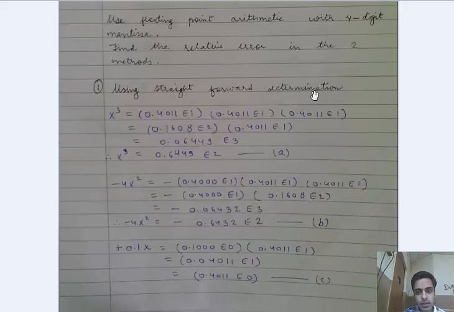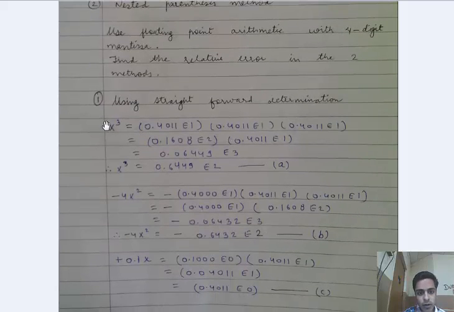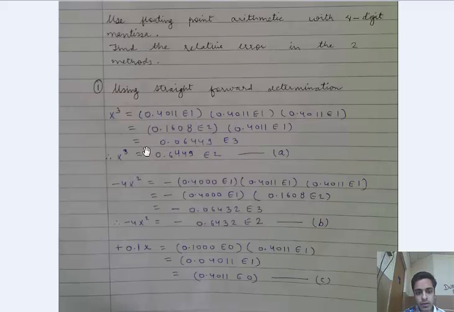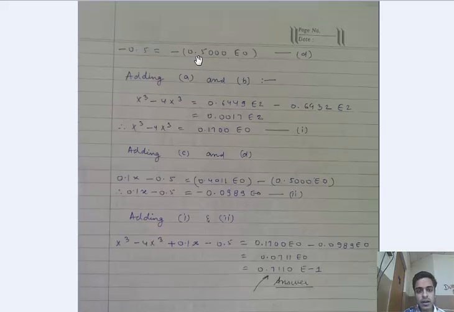First, using straightforward determination, we will solve the equation in parts. First, we will find the value of x cube by substituting the value of x as 0.4011 e0. The value of x cube is coming out to be 0.6449 e-2. This is our equation number A. Then minus 4x square is coming out to be minus 0.6432 e-2. This is equation number B. And 0.1x is coming out to be 0.4011 e0, which is our equation number C. And minus 0.5 in 4-digit floating point arithmetic is minus 0.5000 e0, which is our equation number D.